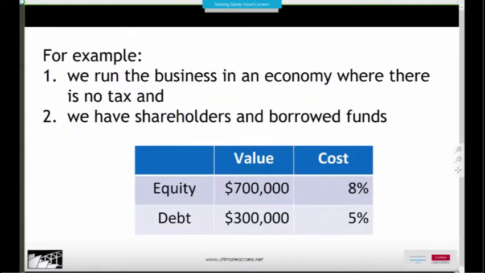So here's a little exercise that you can follow. If you look at the two, I've got 700,000 of equity where we're paying 8%. I've got 300,000 of debt where we're paying 5%. And we've made it very easy. There's no tax, and what we need to do is to find out what the weighted average cost is for this company as a whole. Now, do you want to have a little go at this?